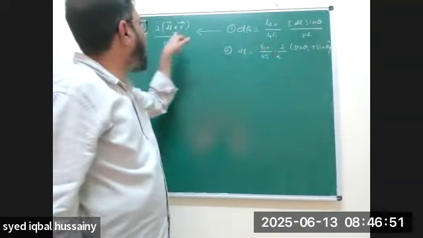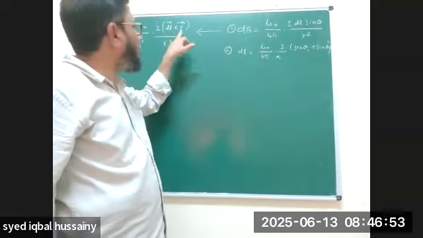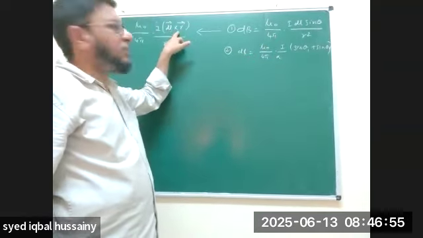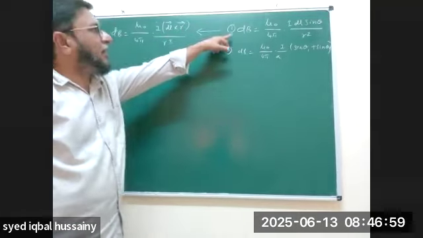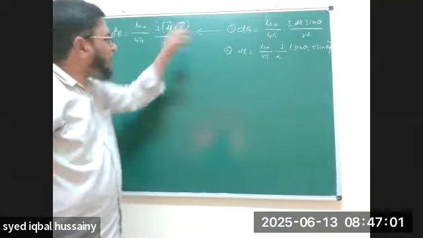Sin theta is the angle between the smallest element and the distance. So we take it as dl cross r. Some people write I cross r, so one mark in the MCQ will go. Remember it. This is the vector form of Biot-Savart.